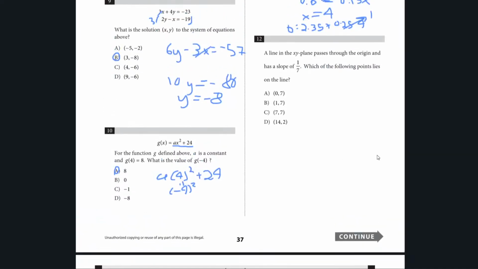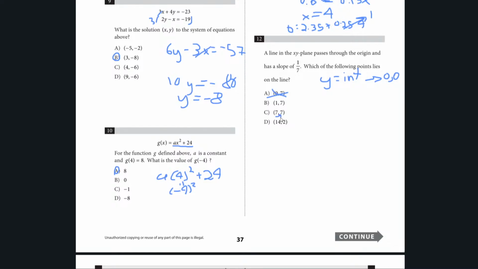A line in the xy plane passes through the origin and has a slope of 1/7. Which of the following points lie on the line? If it passes through the origin, the y-intercept is going to be 0, 0, and so will the x-intercept. So A is wrong. That can't possibly be on the line. If it has a slope of 1/7, that means for it to increase by 1 on the y-axis, it would have to increase x by 7.